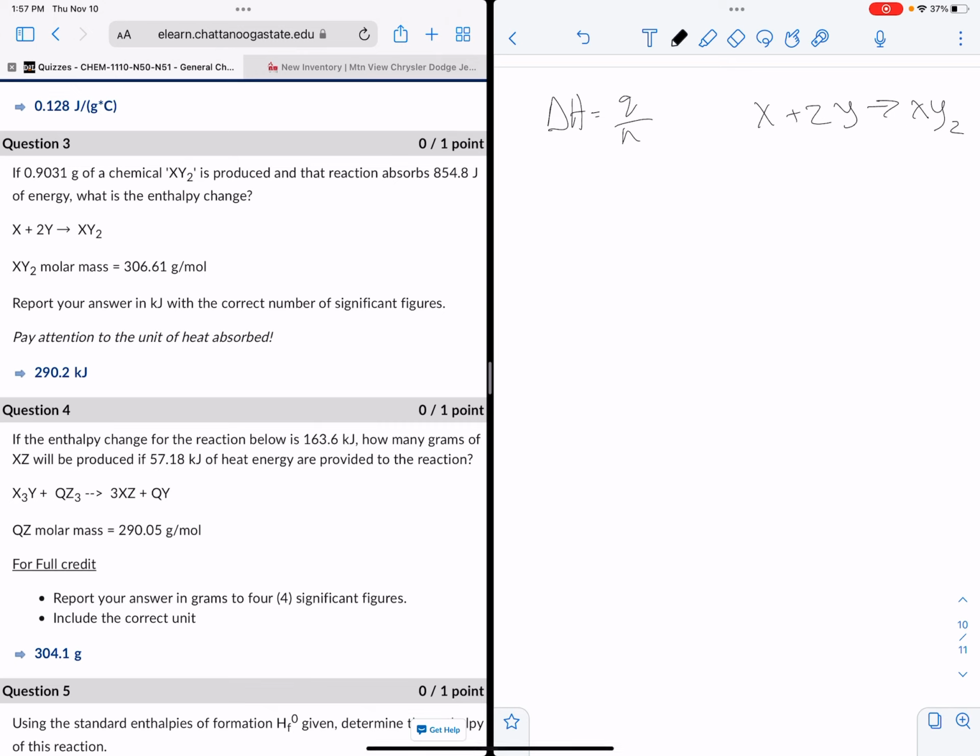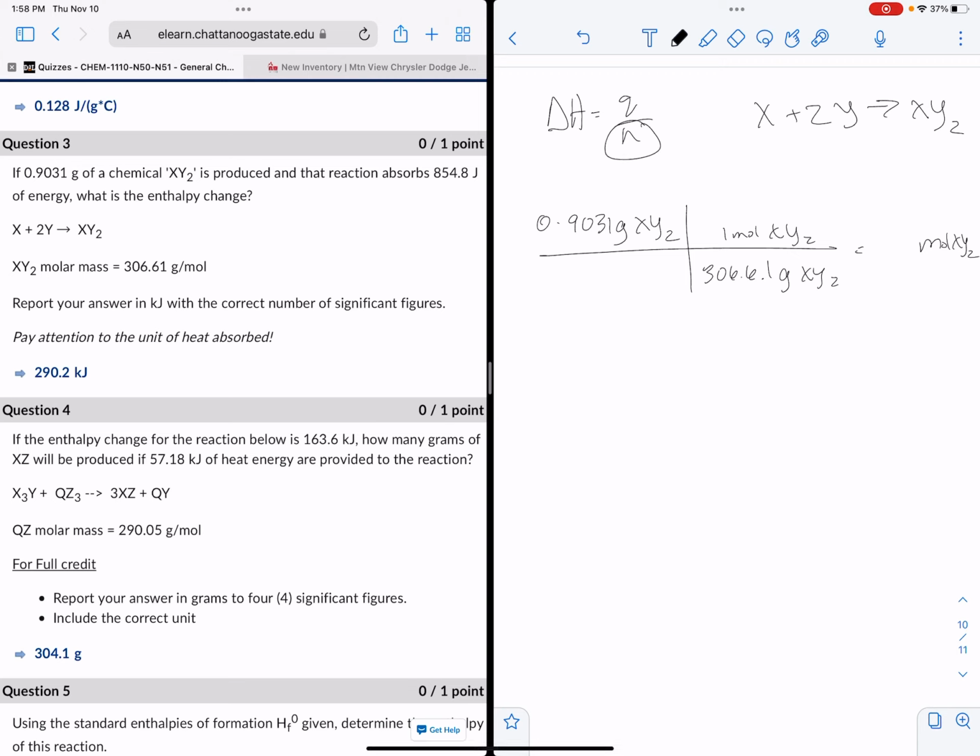So it's giving me the molar mass. I have certain grams, so 0.9031 grams of XY2. And then I'm going to go from 306.61 grams of XY2 and 1 mole of XY2. That's going to give me moles. So that's halfway there. That's that bottom number.